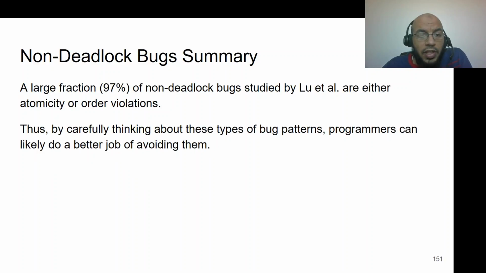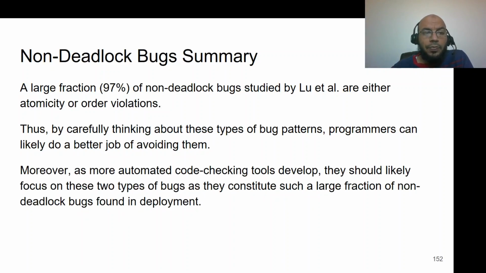So by carefully thinking about these types of bug patterns, while programming your system, you should know that you are very prone to fall into these bugs. I'm very prone to add these bugs to my code. So if I think very well, okay, what are the assumptions on order? What are the assumptions on atomicity that I have? This will help you.